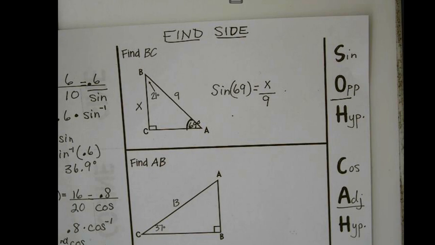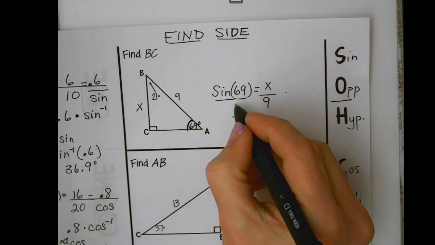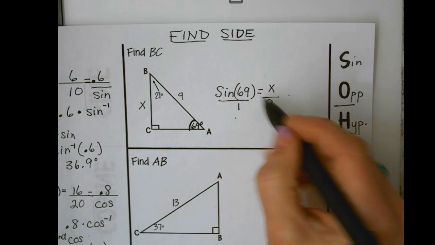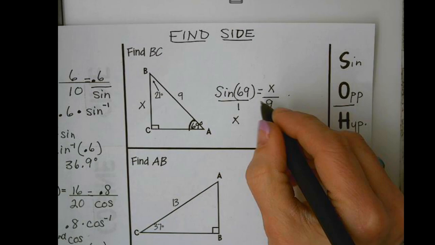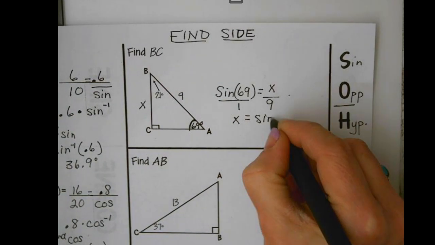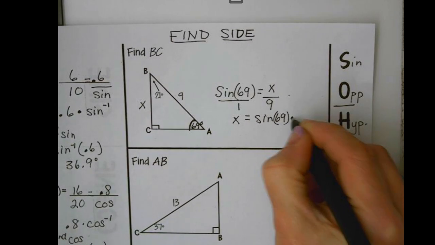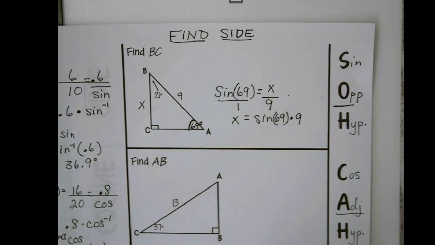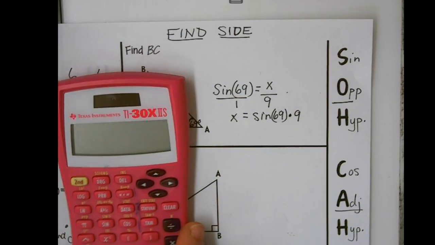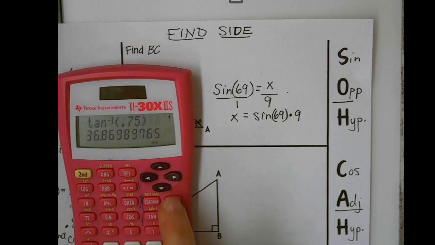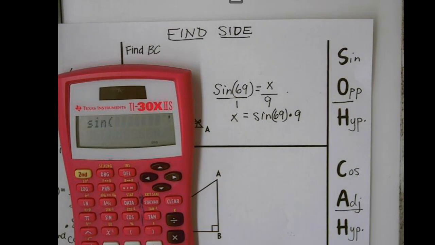All right, now we're going to make this into a proportion. I'm just going to put this over 1, and we can cross multiply to solve the proportion. So 1 times x is x, and we're going to find the sine of 69 and times it by 9. Grab your calculator. Now notice on this one, we are not going to use the inverse. We are just going to click sine, the degree measurement, times 9. So that is the length of our missing side.